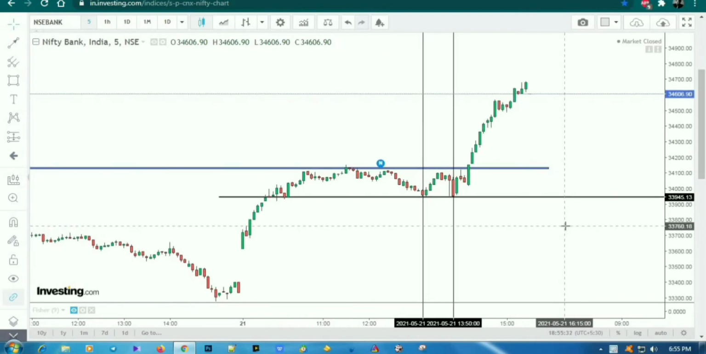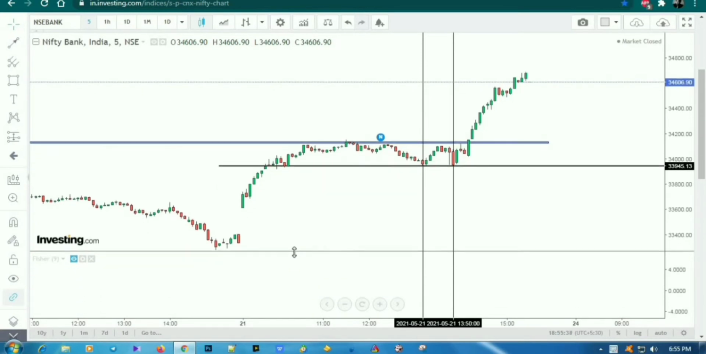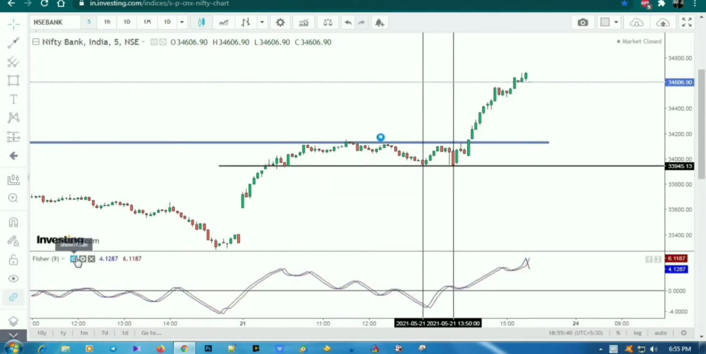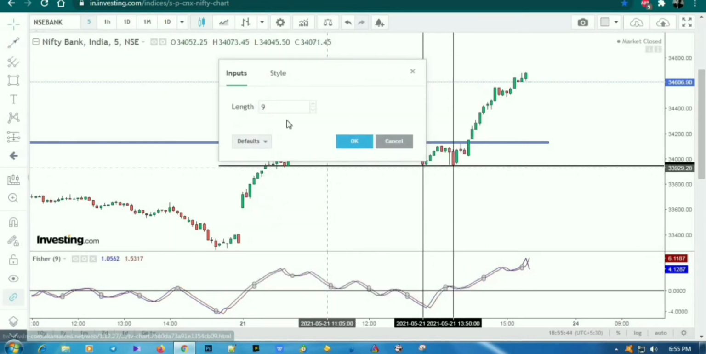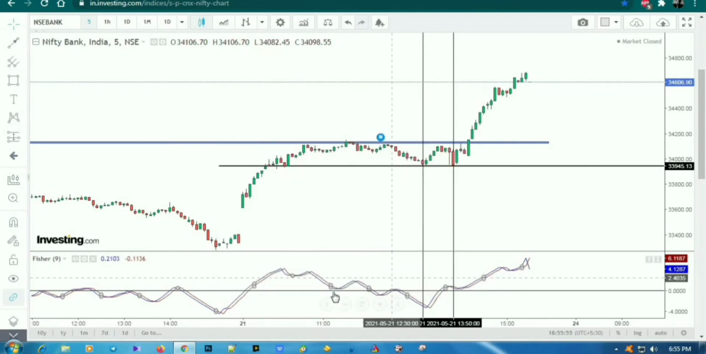So the first indicator that I'm going to plot on the chart is Fisher, which is available on almost every platform. And the default value for this indicator is 9, and I'm not going to change this. I don't need the labels, so I have unchecked all the labels except the 0. I just need the 0 line. So this is the 0 line for Fisher transform.